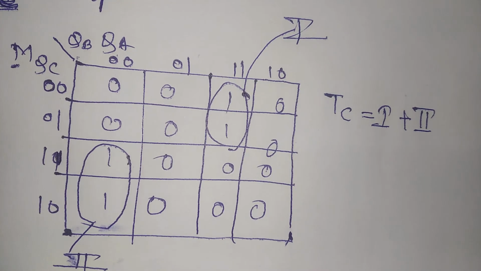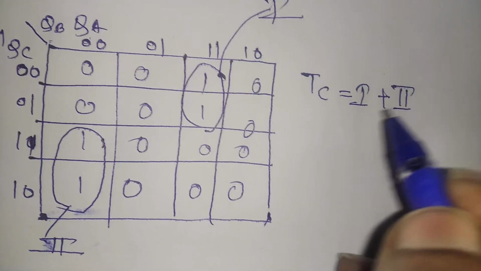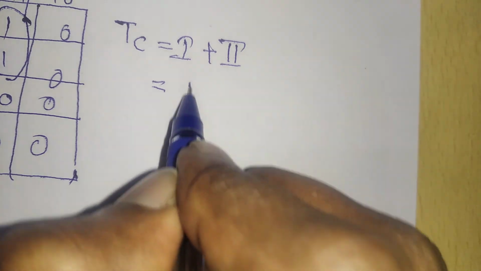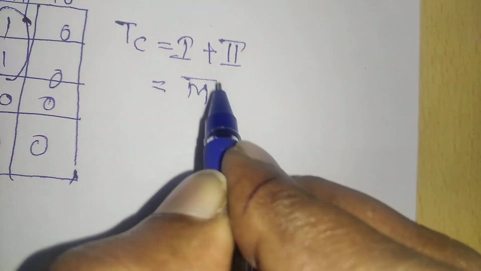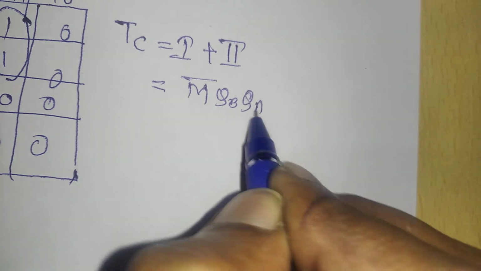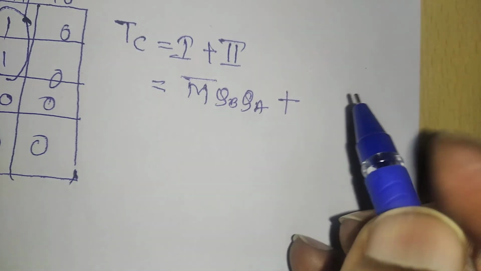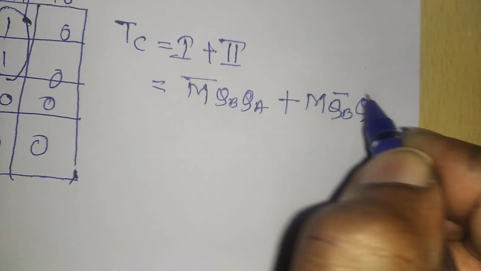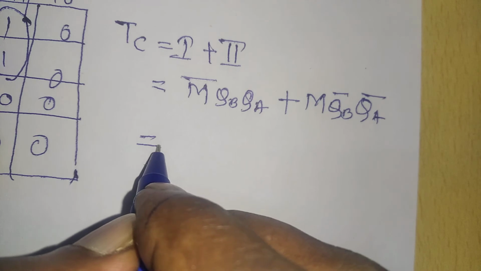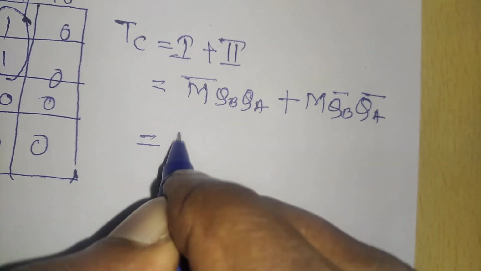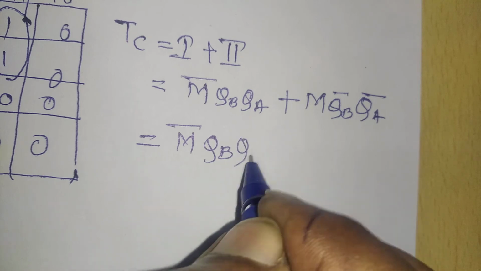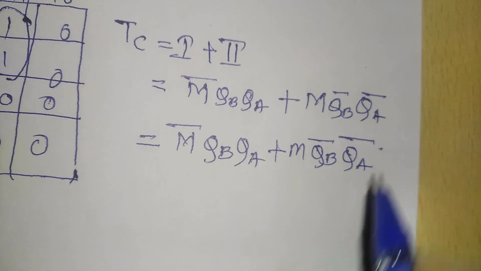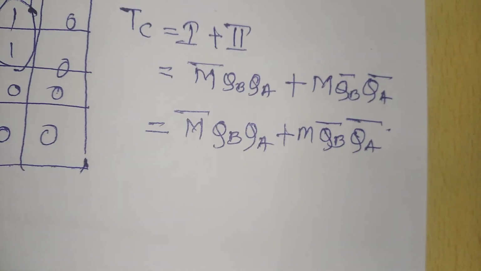Now, equation for group 1 is M bar QB QA plus M QB bar QA bar. So this equation, M bar QB QA plus M QB bar QA bar, is the equation of TC.